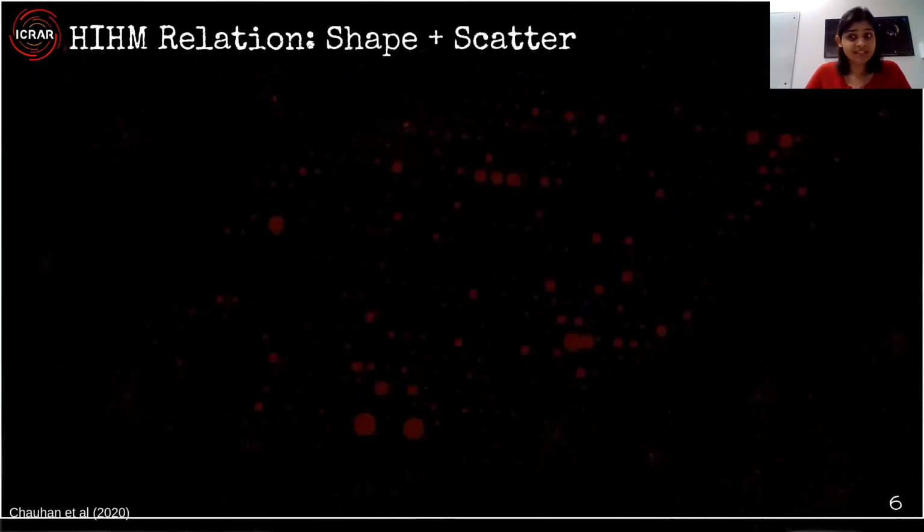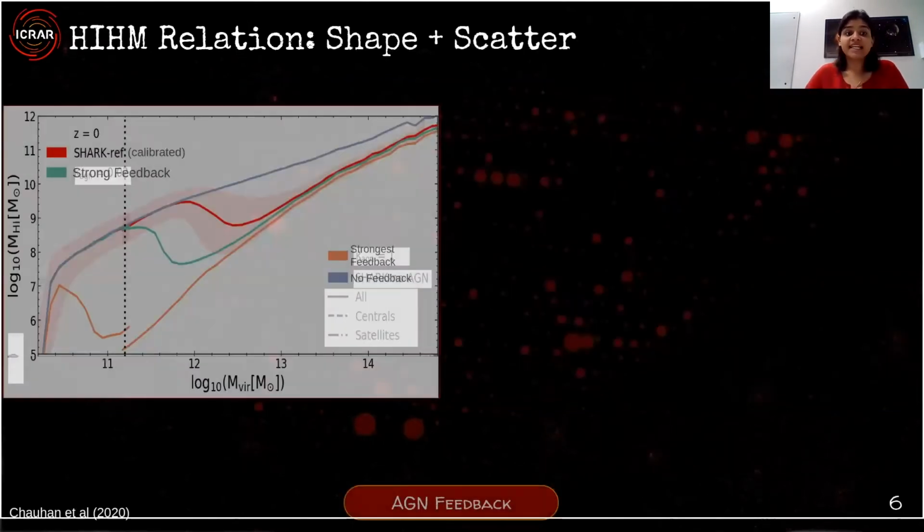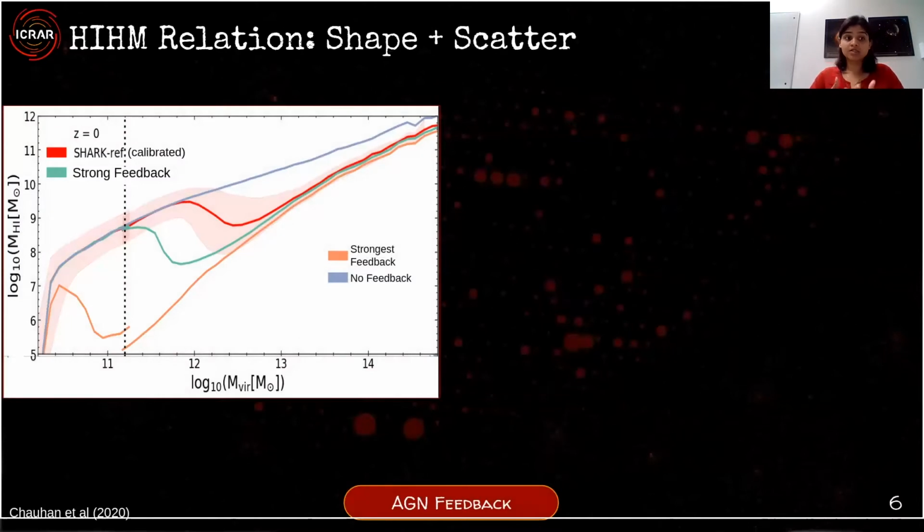So during our investigations, what we found was that AGN feedback is the major contributor to the HI halo scaling relation's shape as well as scatter. So as we go from no feedback to stronger feedback, we find that with no feedback, you do not see any dip coming up. We just see a monotonically increasing HI halo scaling relation. But as we increase the AGN feedback, we find that the dip starts becoming more prominent and starts earlier on in the halo mass regime.